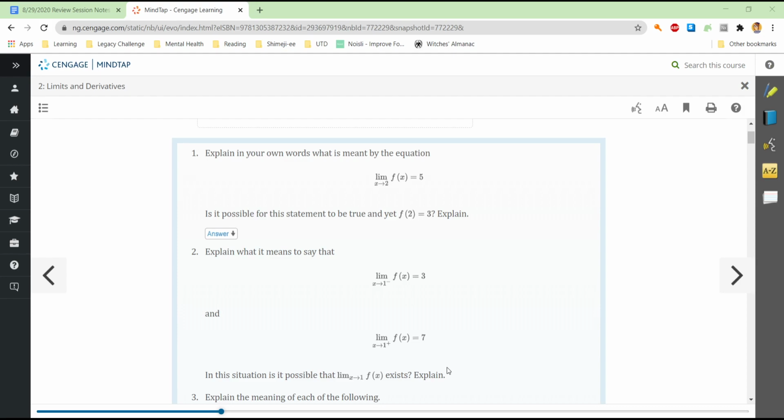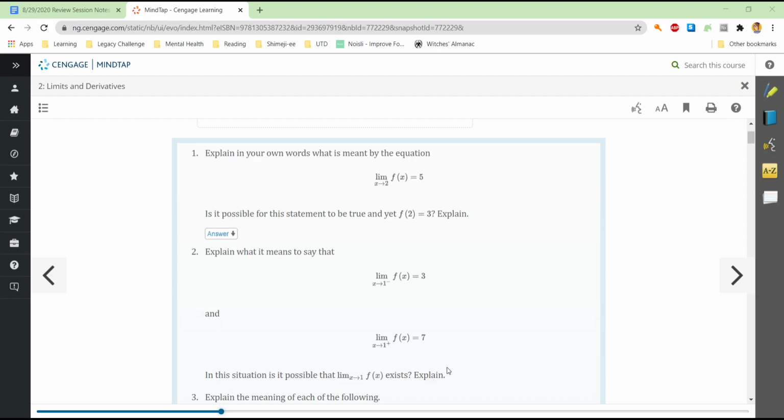Can you hear me? Yeah, I can hear you. Yeah, I muted myself. So, it's true because the surrounding graph can be approaching that point, but that point can exist somewhere totally different. Exactly, yes.